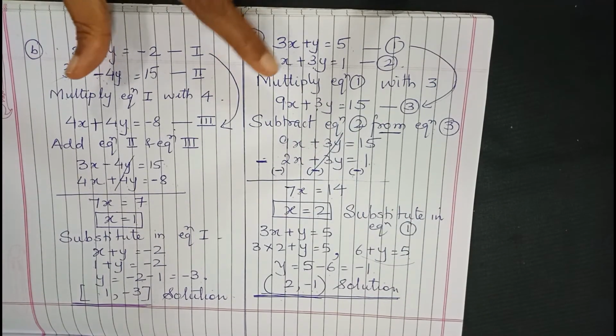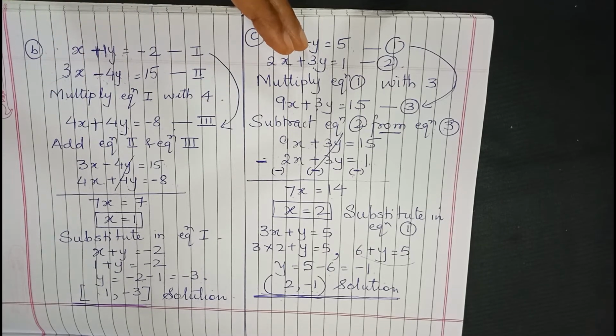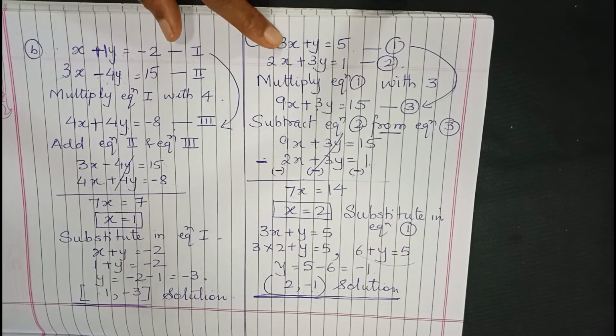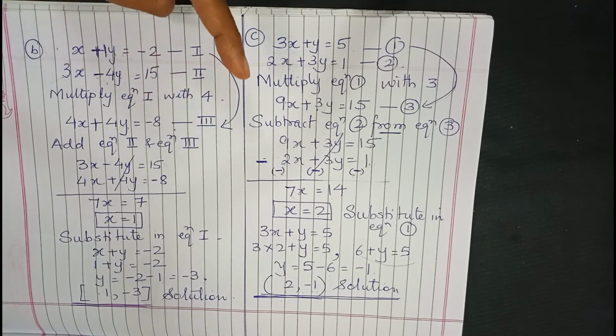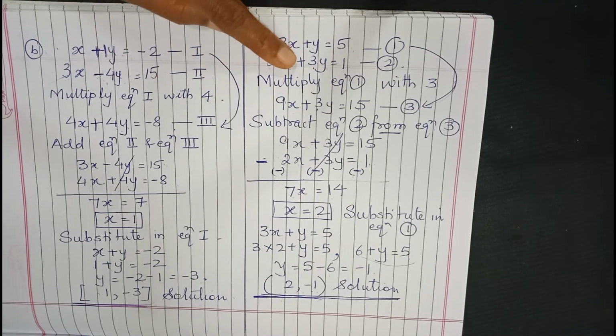Now we have seen an example of addition also and subtraction also. This method is called eliminating a variable by making the coefficients equal. And there are two methods, either you can do addition or you can do subtraction. When do we do addition? When the two signs are different. When do we do subtraction? When the signs are same.